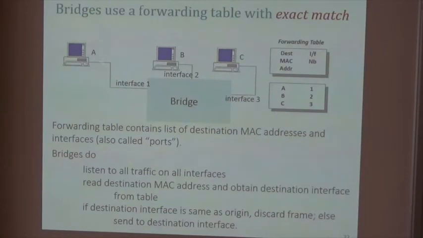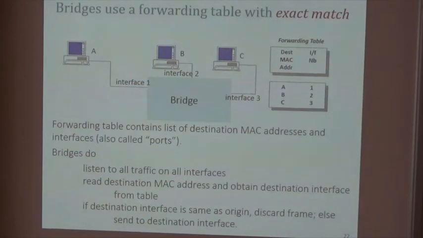So if the bridge receives a packet from A with MAC address destination B, it will send it on the interface number 2. Right. If the destination address is the same as the origin, or as the interface on which you receive it, you discard the frame. Right? This might be a bug, but this might happen if the bridge is interconnecting.